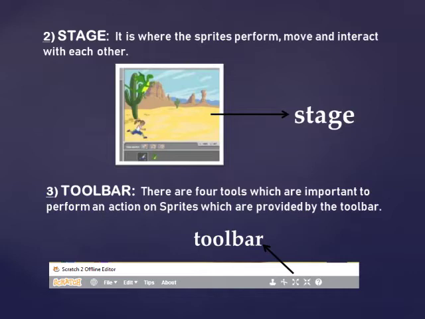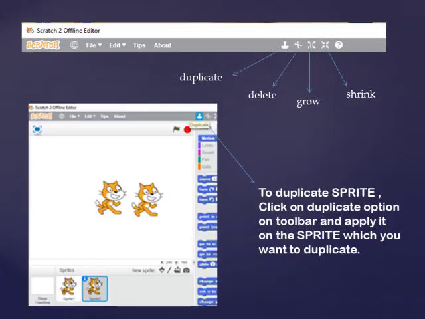Third, toolbar. There are 4 tools which are important to perform an action on sprites, which are provided by the toolbar. You can see 4 main buttons on the toolbar. These 4 toolbar buttons are duplicate, delete, grow and shrink.